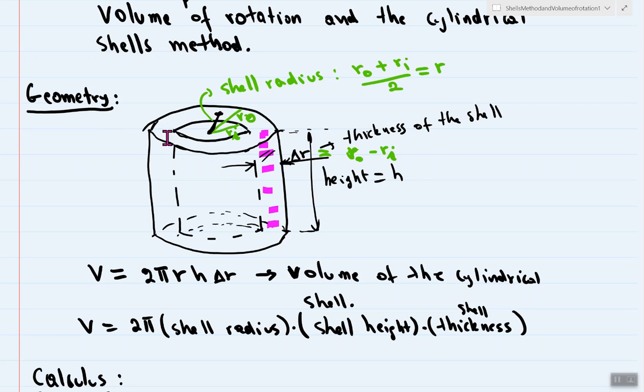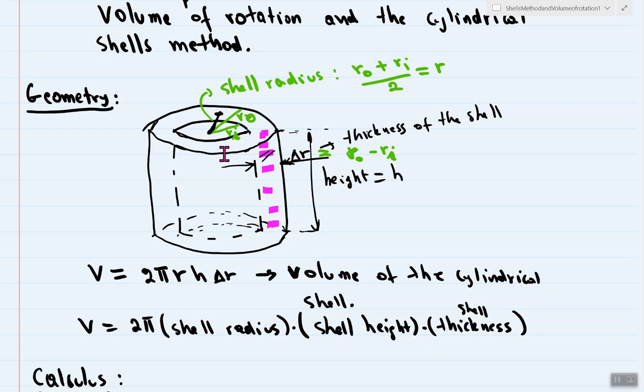For instance, this is a cylindrical shell. You have an inner cylinder, which is this one, and then you have the outer cylinder, the bigger one. So you have the smaller cylinder that is inside the bigger one, and what we want to do here is find the volume of the space that is between the two cylinders. We call this a cylindrical shell because inside here it's all empty.